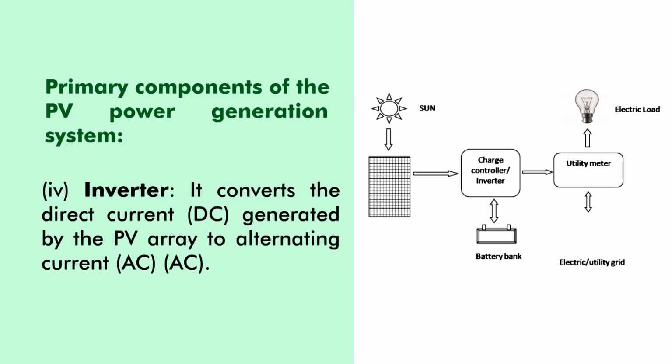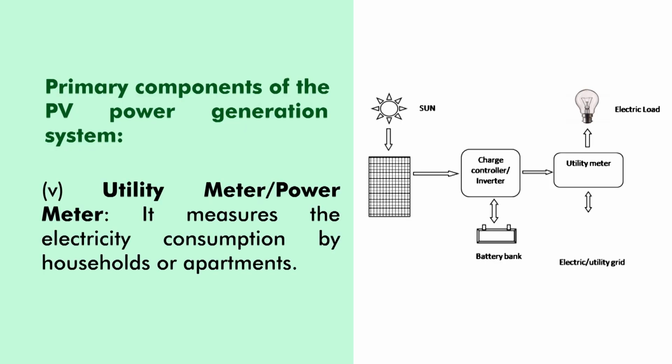The other unit that you require is called the inverter. What is the function of the inverter? The inverter converts direct current generated by the PV array to alternating current. This is necessary because most of our home appliances require AC power to function. Then you need another unit in this power generation system, called the utility meter, or you can say the power meter. What is the function of that? This power meter measures the electricity consumed by the household.